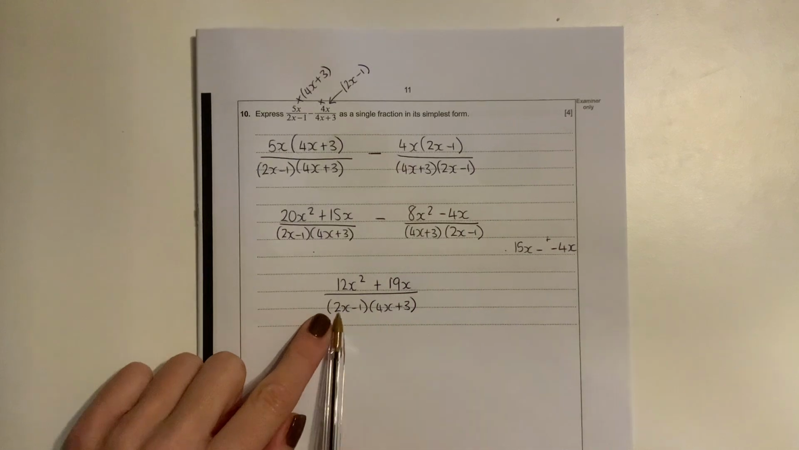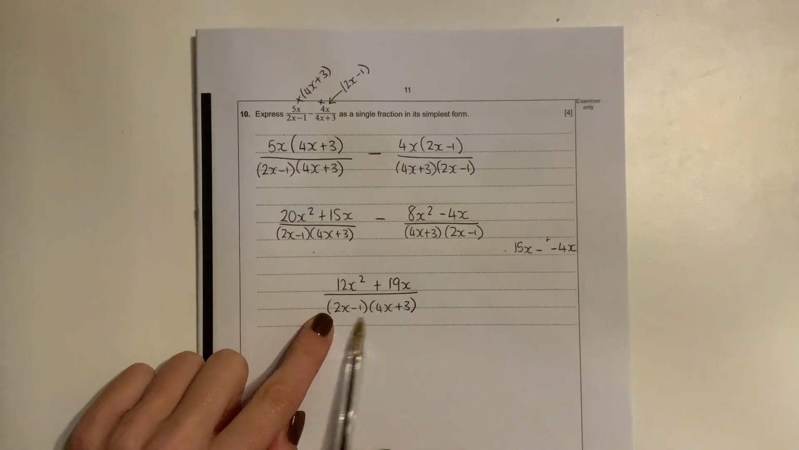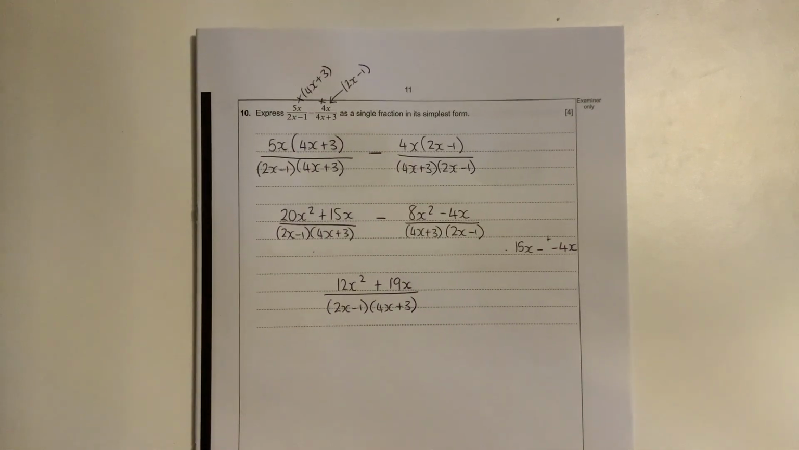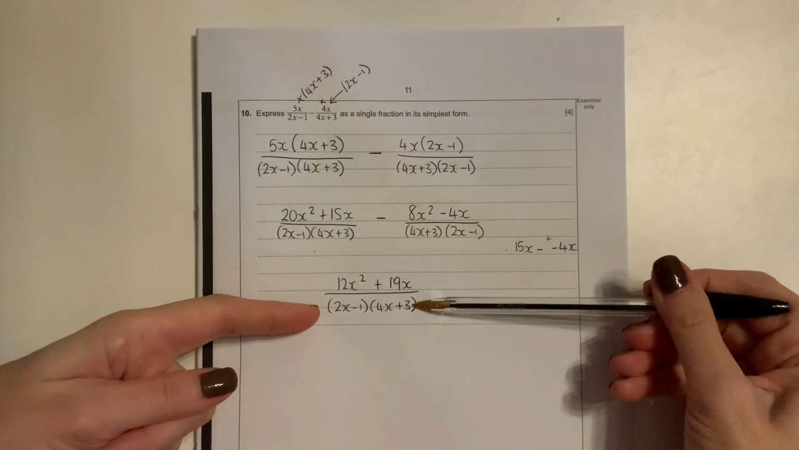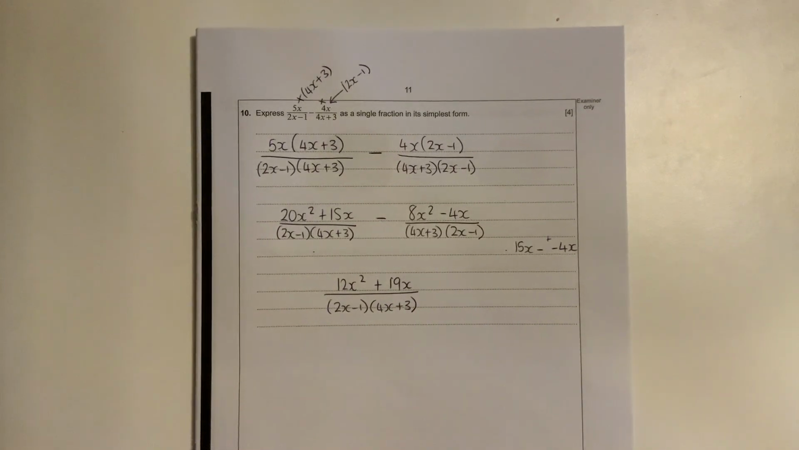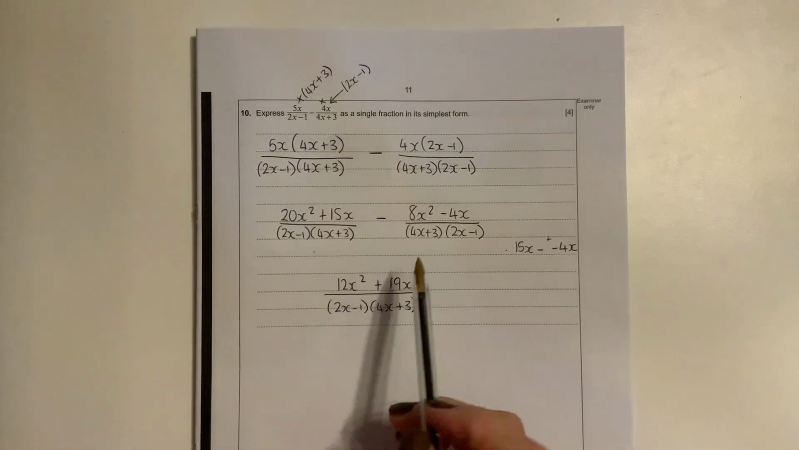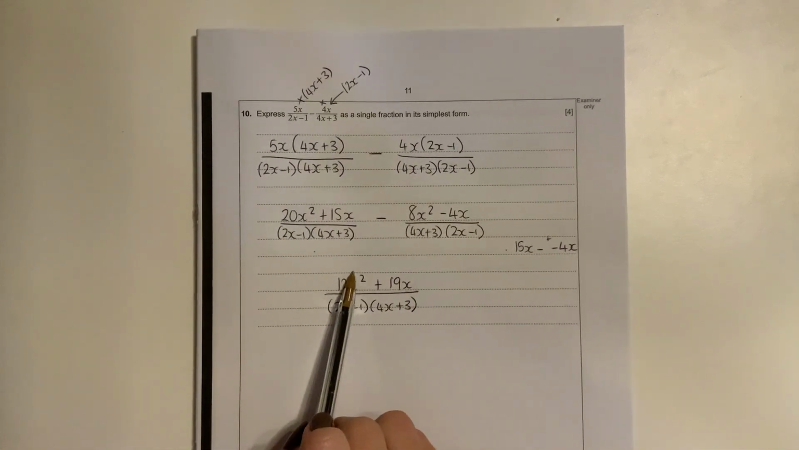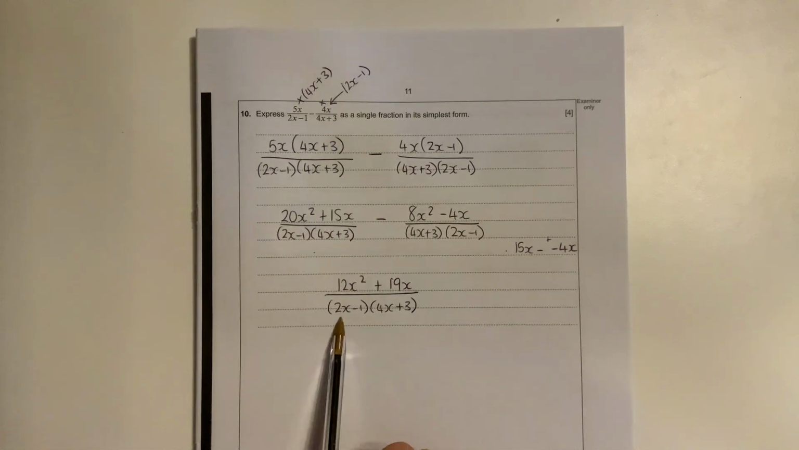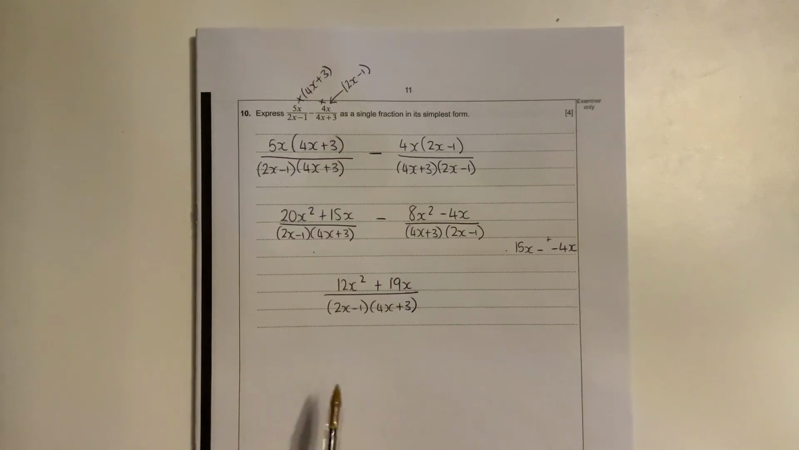If you expand this out, you need to make sure you do it properly, but you don't actually have to, because that's not part of the question. It's about knowing that you need to add or subtract the fractions and make the denominators the same. The key part is getting the numerator right. So I would always say leave your answer in its double brackets, just in case you make a mistake expanding it.